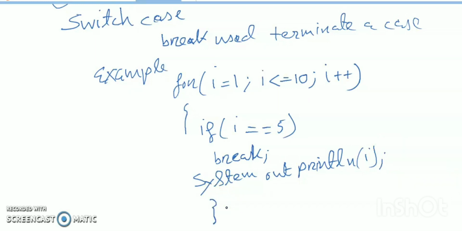Referring to the above example, the loop normally repeats 10 times to display the natural numbers 1 to 10. After displaying the numbers up to 4, when the value of i reaches 5, the control will encounter the break statement. As a result, the control will exit the loop, leaving the rest of the iterations incomplete.